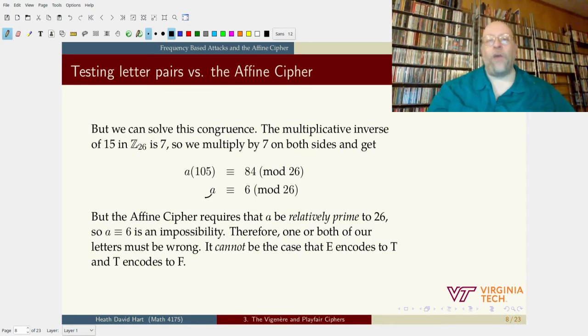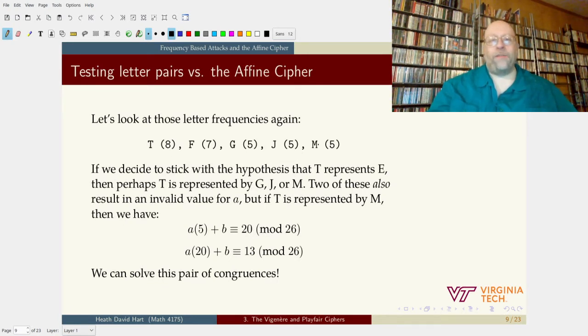And now we've solved for A, but this A is not relatively prime to 26 because 6 and 26 are both even. And therefore, A equals 6 is an impossibility. And so our conjecture about the letters has to be wrong. It cannot be the case that E encodes to T and T encodes to F.